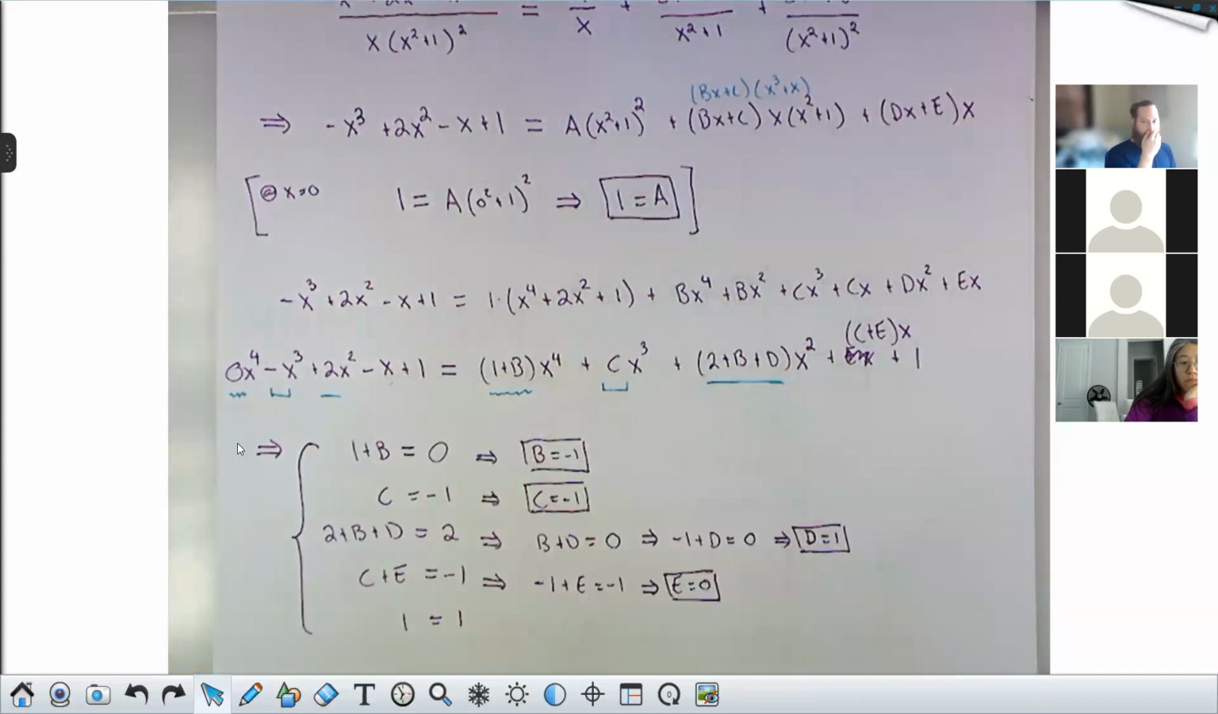So really not a bad system to solve. We got A from the Heaviside trick. B, C, D, and E all fall neatly out of the resulting system. No real work. No elimination, no matrices, no nothing. Questions so far?